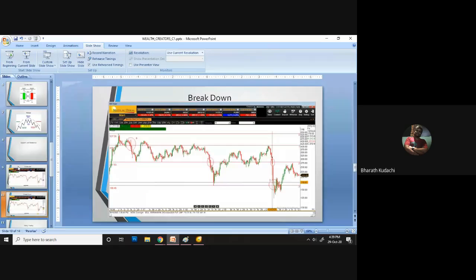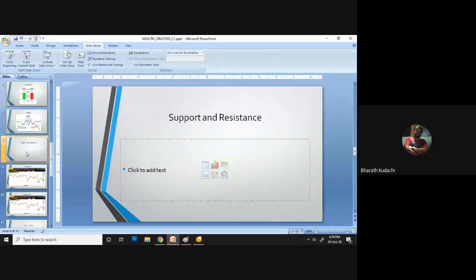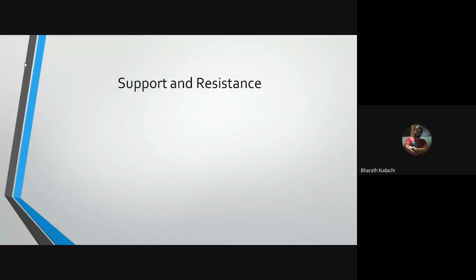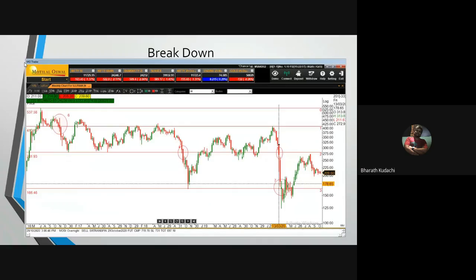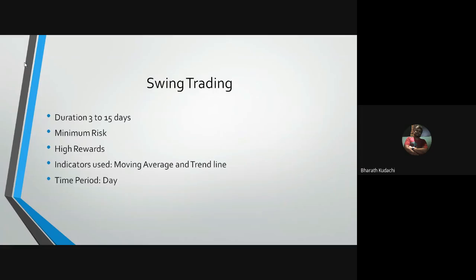Then I told you about support and resistance. Okay, breakouts, breakdowns. So all of this that I have taught you till now, the trend, support, resistance, breakout, breakdown, these things are used in swing trading.